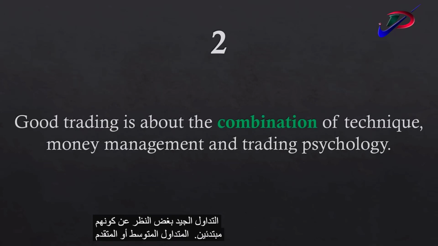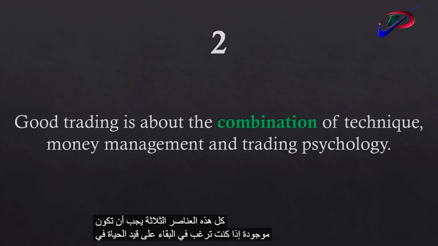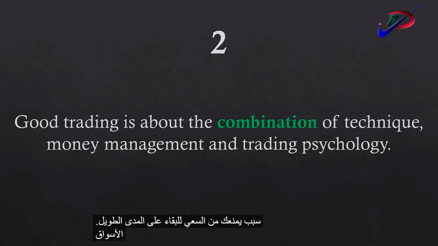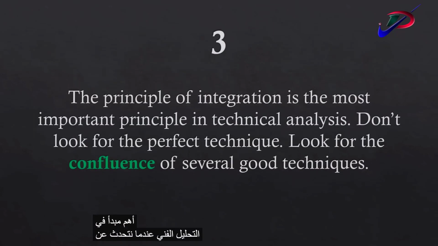Number 2. Good trading, regardless of being a beginner, intermediate, or advanced trader, is about combining a good understanding of technique, money management, and trading psychology. All of these 3 elements must be present if you want to survive the market in the long term, and there is no reason for you not to seek long-term survival in the markets. Number 3. The most important principle of technical analysis when we talk about technique is the principle of integration. Instead of looking for the perfect trading technique, which doesn't exist, you should strive to combine the power of several good techniques, and there are many good techniques out there.